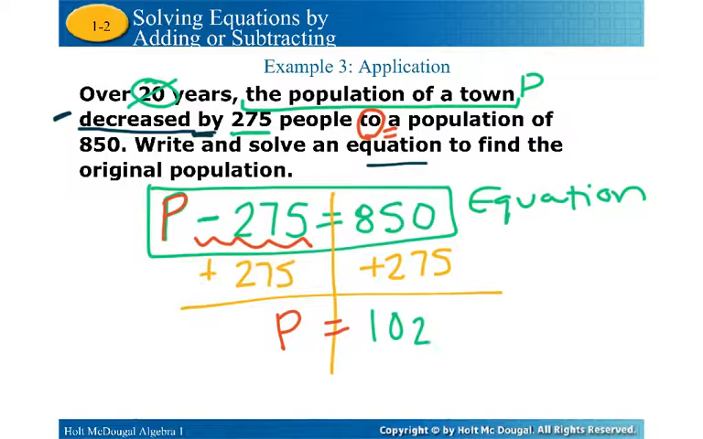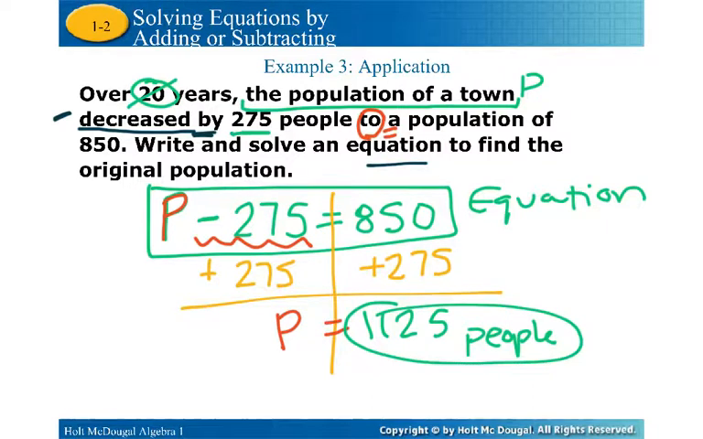1,125. All right. And I guess it's a word problem, so people. Okay. So those are our two solutions. Again, we've got our equation, and then we've also got our answer.